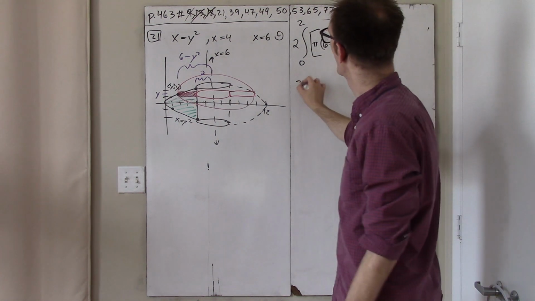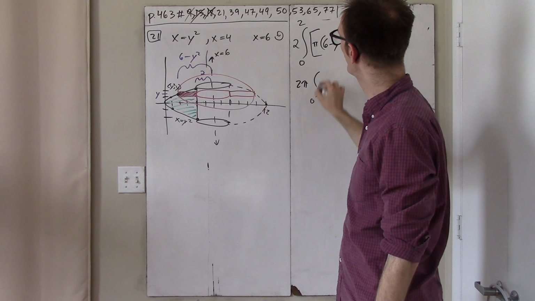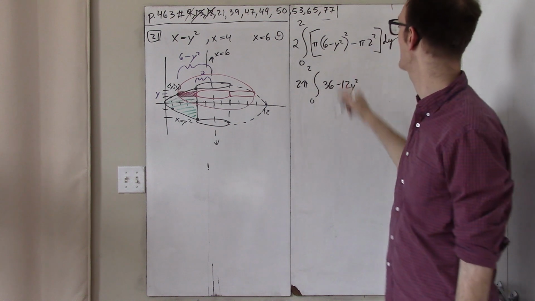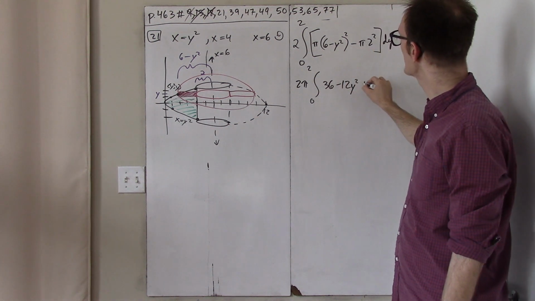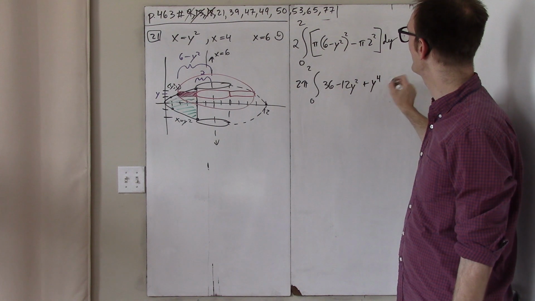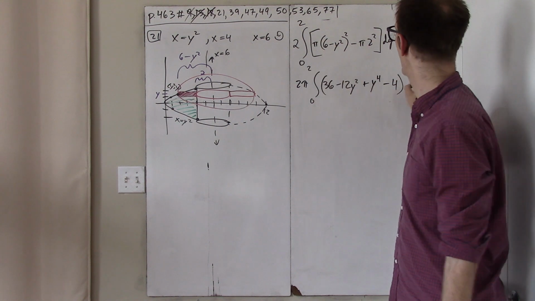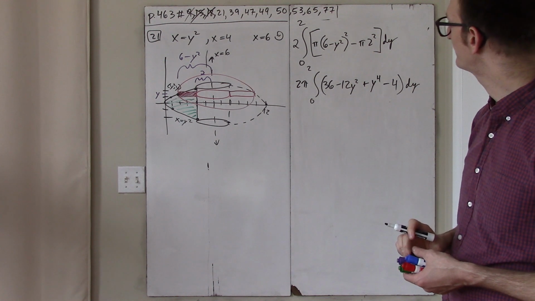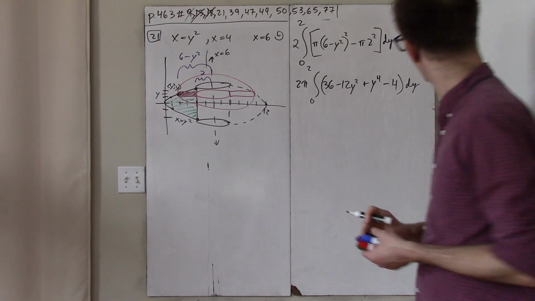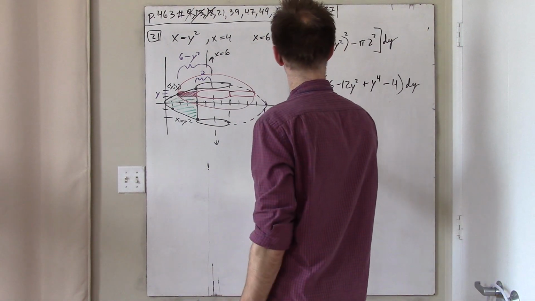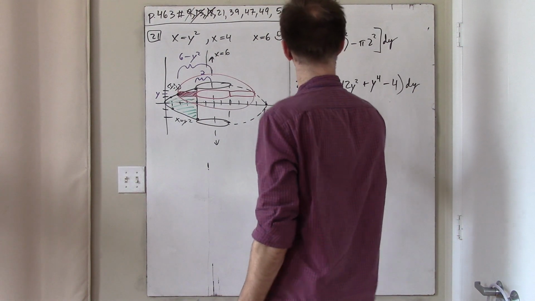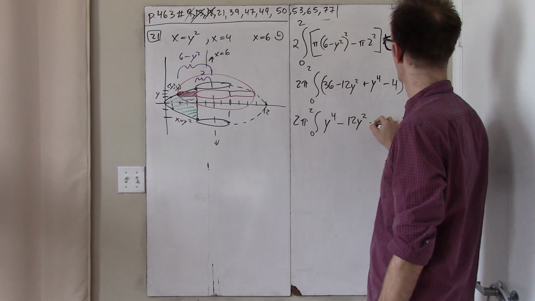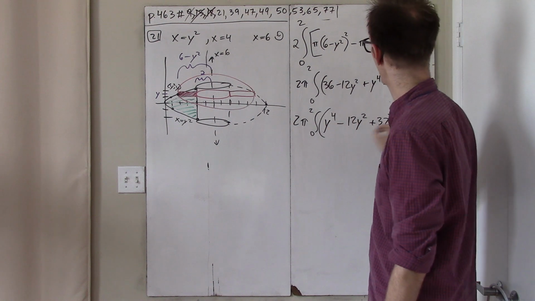Okay, so what do we get? We get 2 pi times the integral from 0 to 2 of 36 minus 12y squared, not going to make that mistake again, plus y to the 4th, but then minus 4. I think I did that right. 36 minus 12y squared plus y to the 4th minus 4. Yeah. Okay, so this is really the integral from 0 to 2 of y to the 4th minus 12y squared plus 32. And okay, this is not too bad.